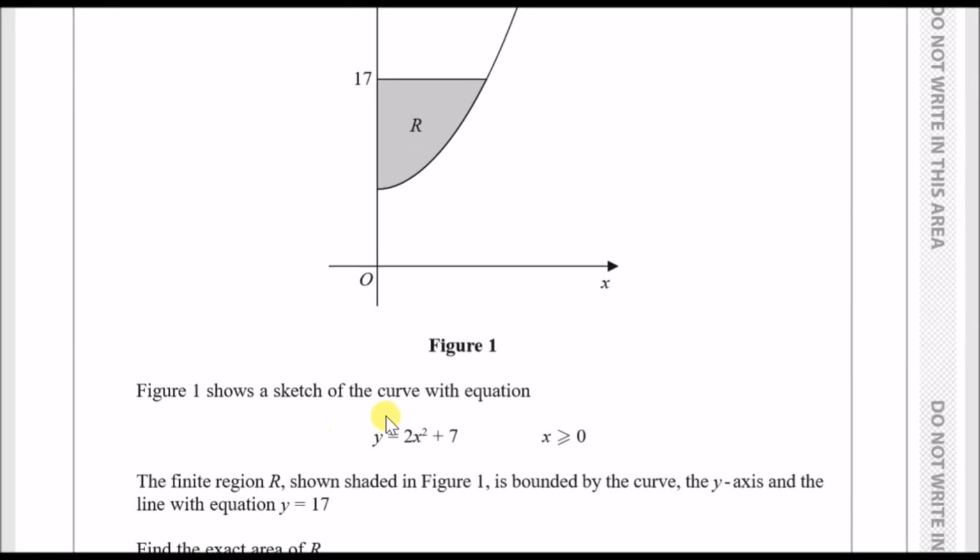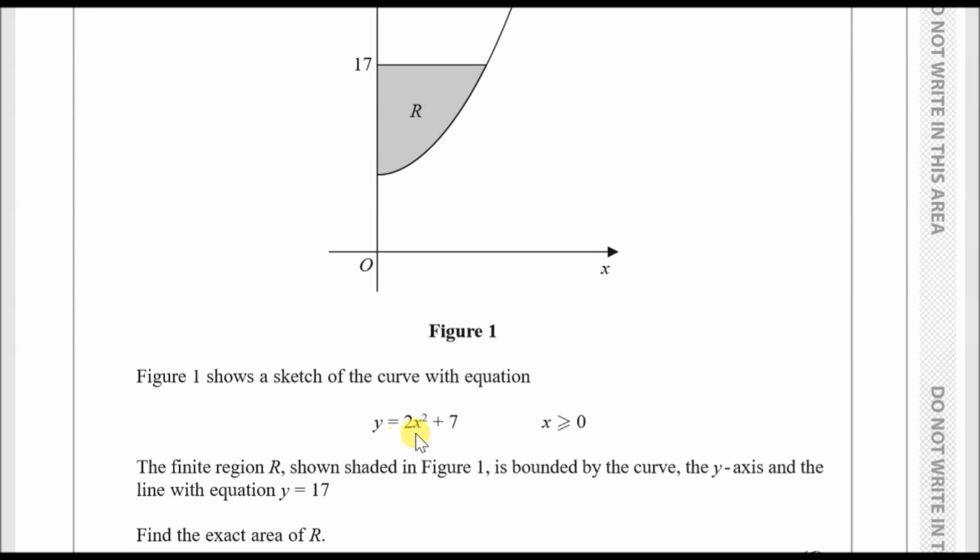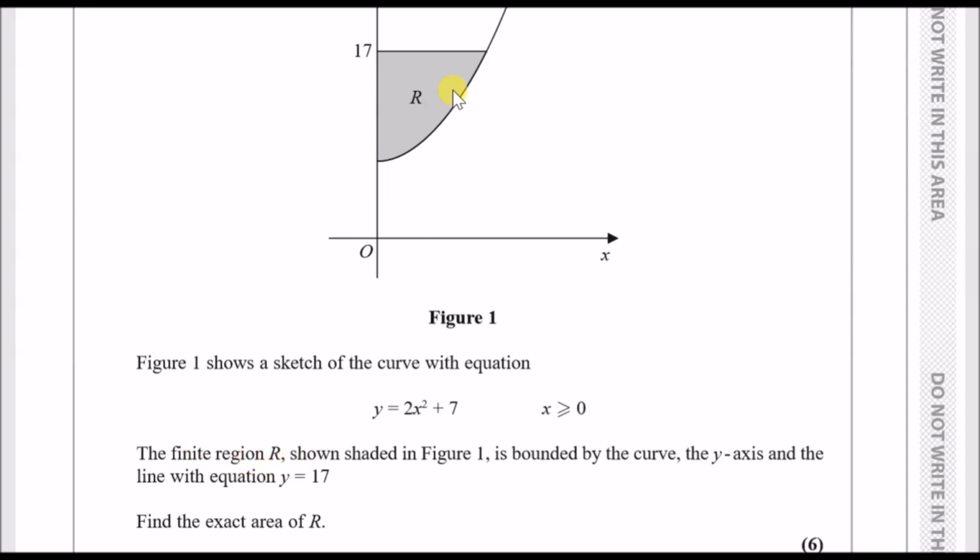Now, figure 1 shows a sketch of the curve with equation y equals 2x squared plus 7. So this is just part of the curve. And it says that the finite region R, the shaded region, is bounded by the curve that we see, the y-axis up here, and also a line y equals 17. They want us to find the exact area of R.